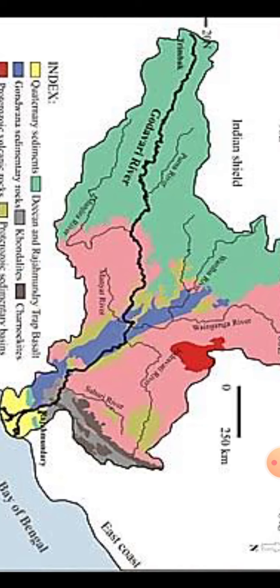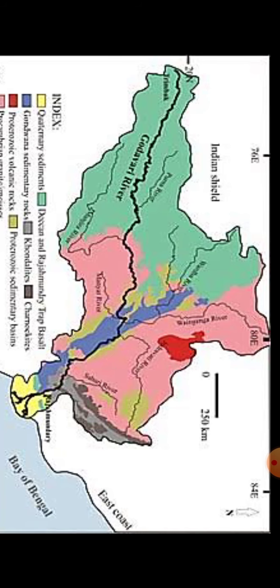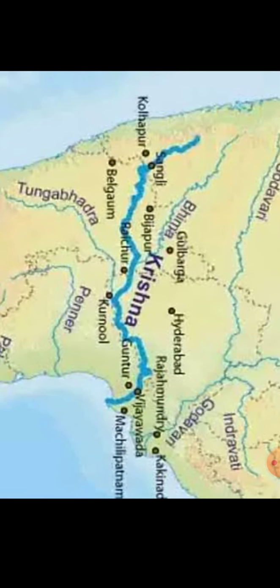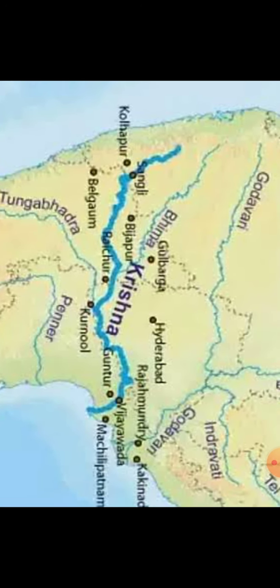The length of the Godavari river is 1465 kilometers. Next, the Krishna River. Tributaries I'll explain afterwards. So this is the Krishna River. It originates from Mahabaleshwar. This map indicates the Krishna River. The Krishna River originates from Mahabaleshwar, Western Ghats in Maharashtra.